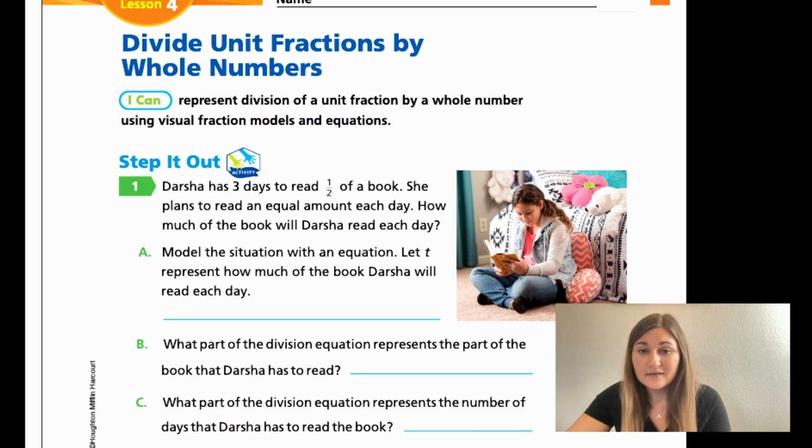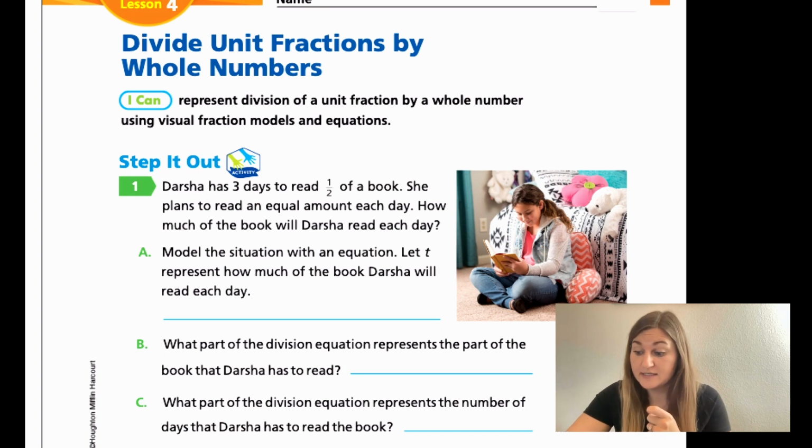So you always have to ask yourself, what am I splitting up? What's my dividend? What's being divided? Am I dividing up my 3 days? Because that number comes first in the word problem, but it doesn't mean it comes first in the equation. Not necessarily. We need to make sure. So am I splitting up my 3 days or am I splitting up my book? Oh, I'm splitting up my book into sections.